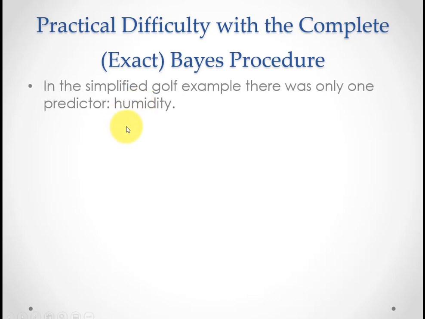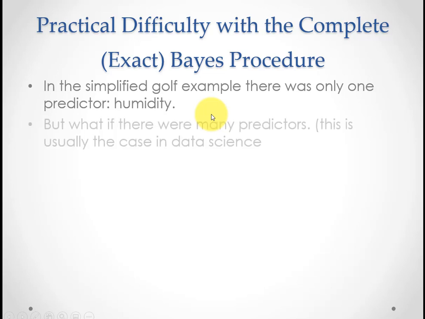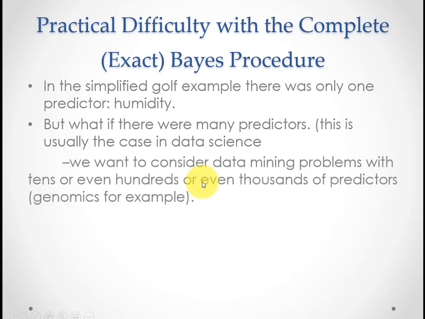So in the simplified golf example, there was only one predictor. It was humidity. But what if there were many predictors? This is usually the case in data science. We don't have just one predictor. We want to consider data science problems with tens or even hundreds or even thousands of predictors. Sometimes in genomics, for example, or other applications, you'll have thousands of predictors. So not just one.